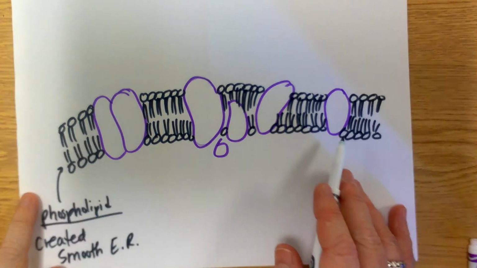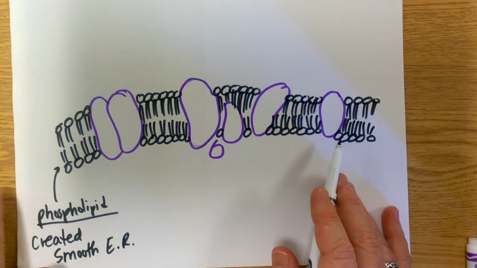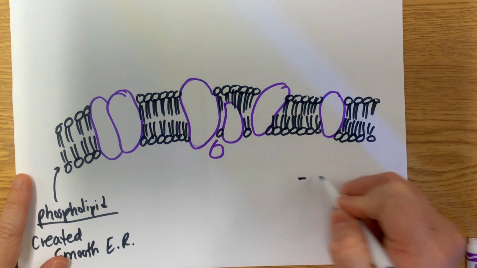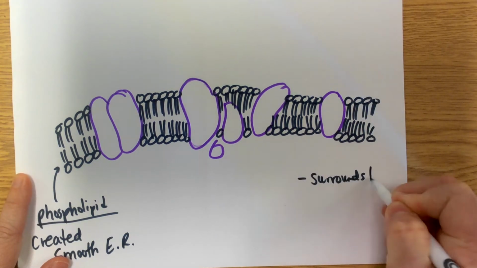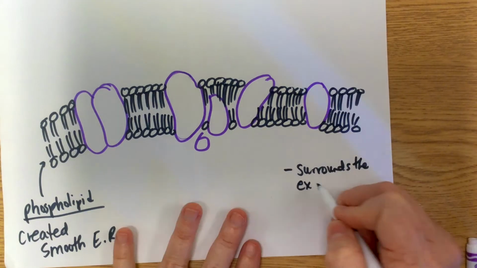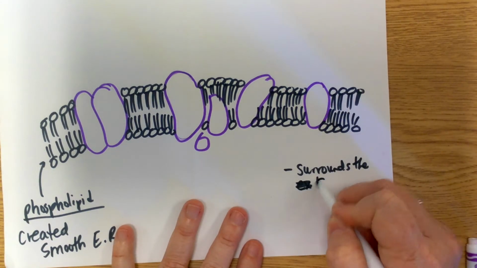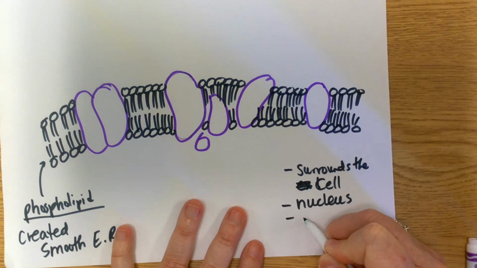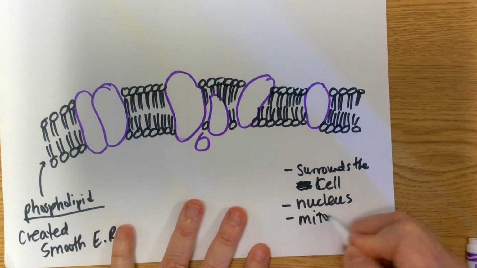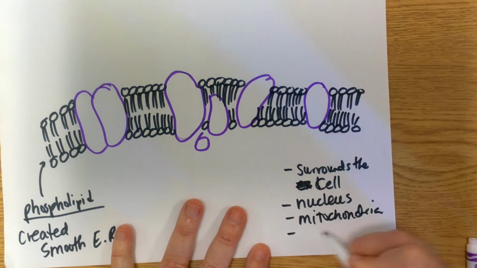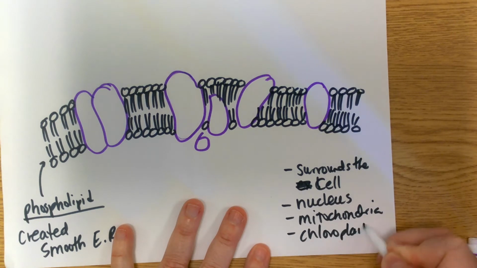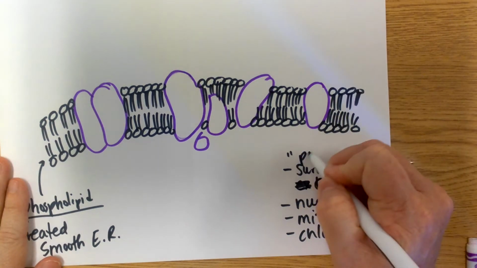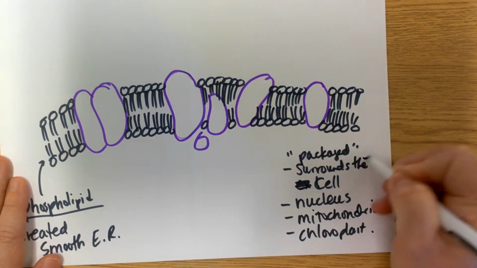Now, this is a phospholipid bilayer, and we typically think of it being around the complete cell, which is absolutely true, so we can say it surrounds the cell. All right, it can surround the nucleus. It surrounds certain organelles like your mitochondria. It can surround the chloroplast, your lysosomes, your vacuoles, anything that is packaged up. Okay, this is what we package it with.